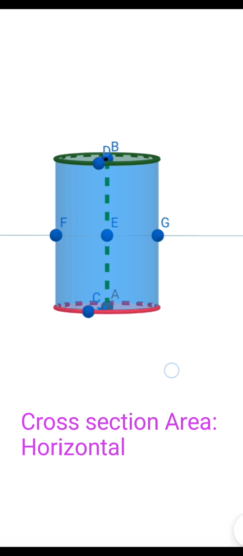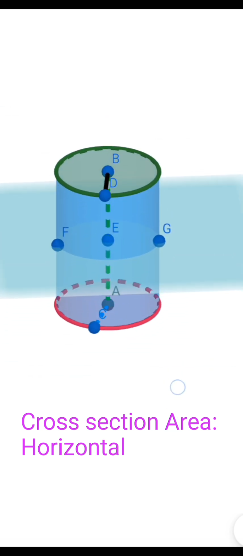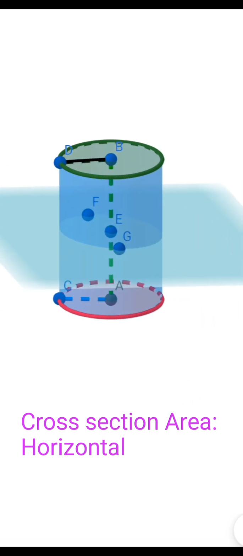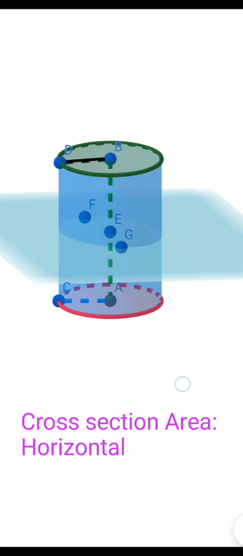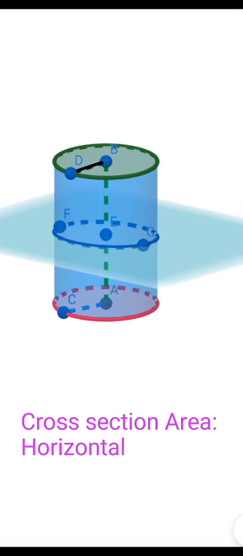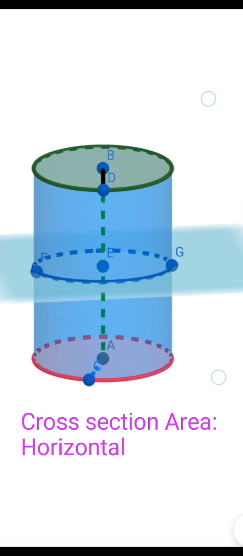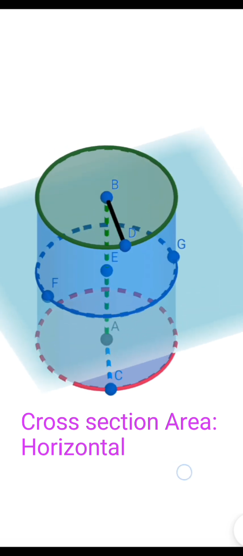Now let's discuss the cross-section area of a cylinder. Cross-section area is, as we know, that when we cut a 3D shape in a horizontal or vertical direction, the 2D area which we get is called the cross-section area. Here you can see that we have cut the cylinder horizontally. When we cut the cylinder horizontally, you can see a 2D shape of a circle appears. I have highlighted the cross-section area as the circle with center E.